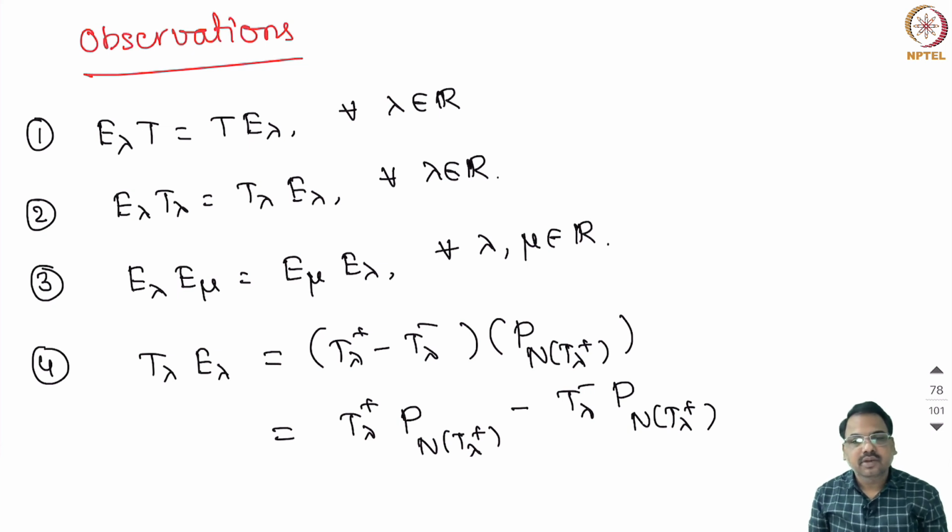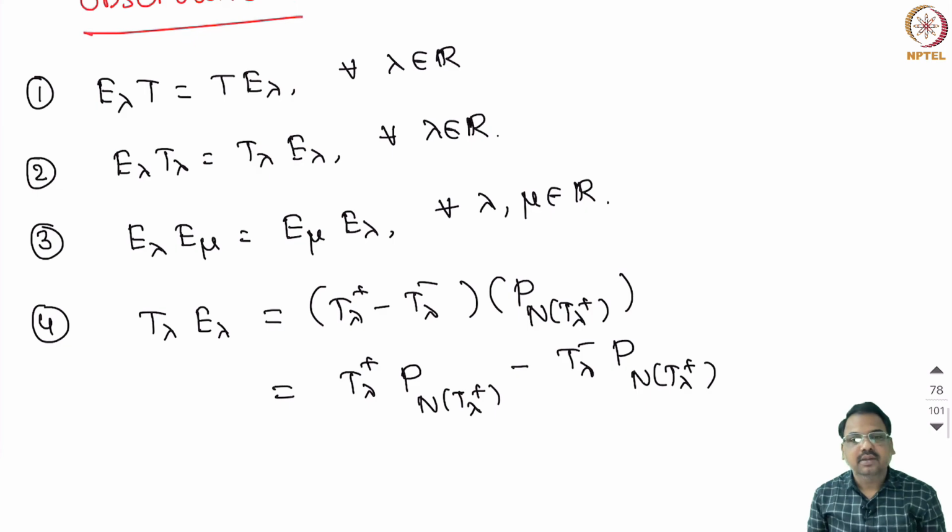So in the next lecture we will be looking at some more important observations about the spectral family generated by T, and we also want to obtain T as an integration over the spectrum of T with respect to this spectral family generated by T. So that we will be looking at in the next class. Thank you very much.